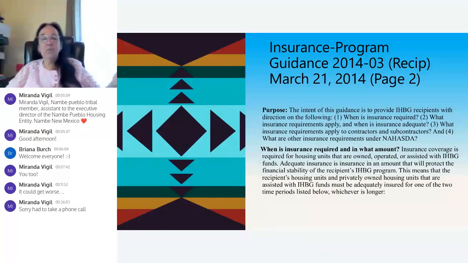Insurance coverage is required for housing units owned, operated, or assisted with your block grant funds. Adequate insurance is insurance in the amount that will protect the financial stability of your block grant program. It means the recipient's housing units, and privately owned housing units assisted with your housing funds, have to be adequately insured for one of the two time periods listed below, whichever is longer.